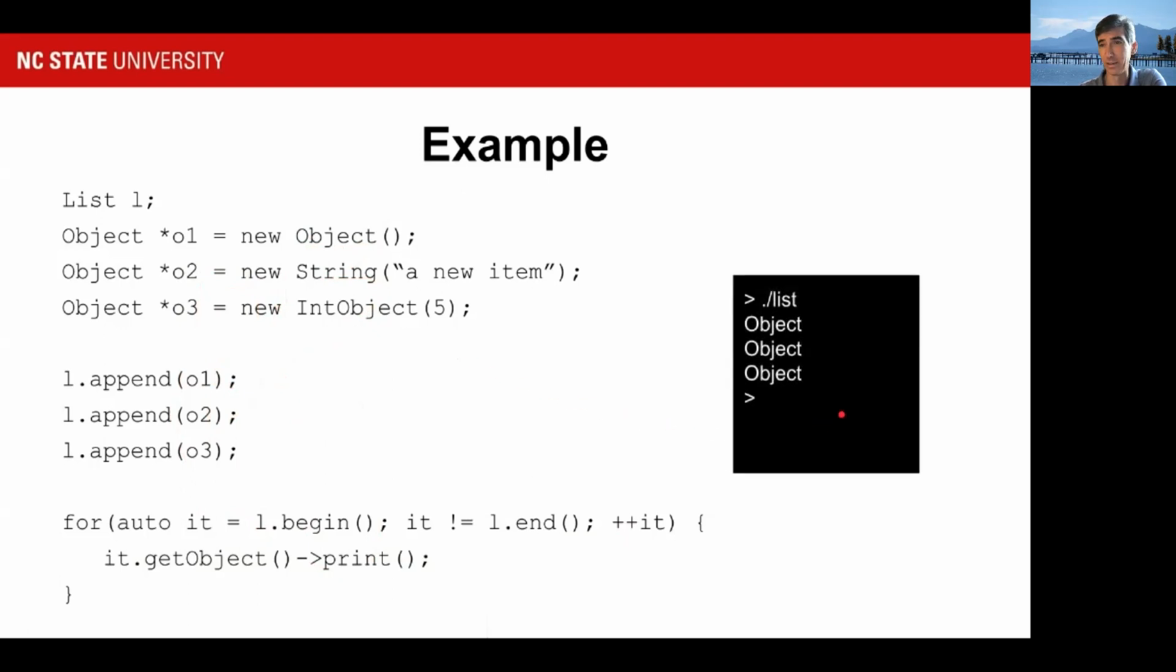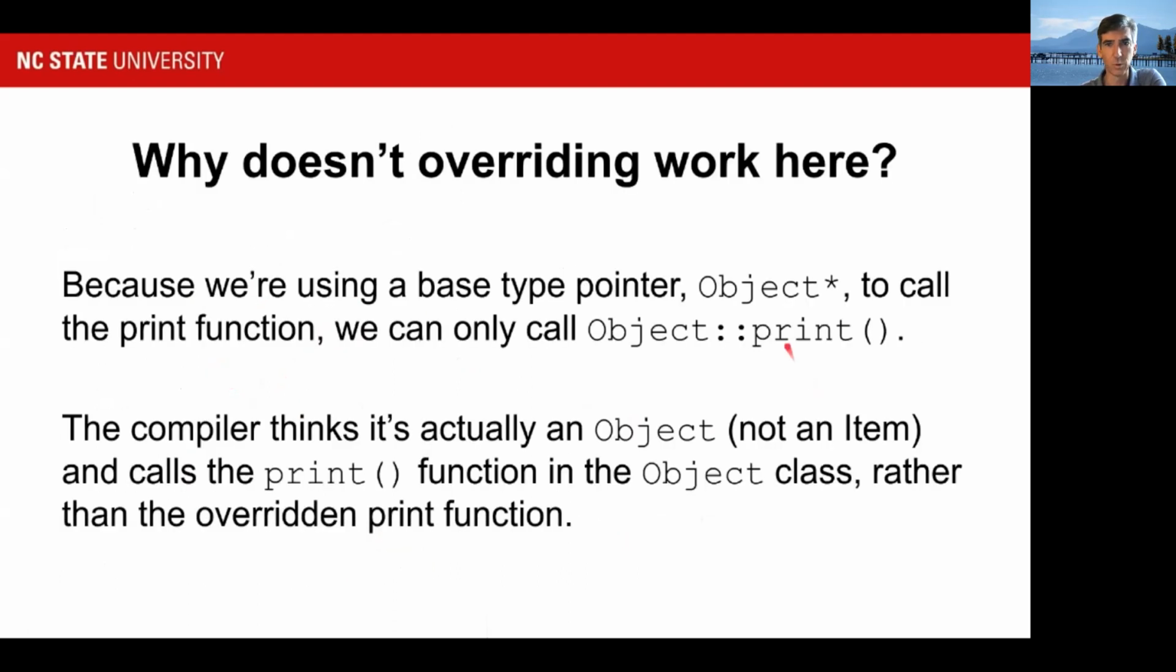Okay, but actually what I'm going to get is object, object, object. Now, why on earth would that be the case? Well, why doesn't overriding work here, right? I overrode the print in each object, and I thought that when I called print on my object that I would see that overridden function. But the problem is, with the way I wrote the code, is that in every case I'm using the base type pointer.